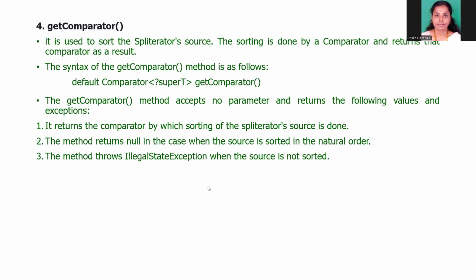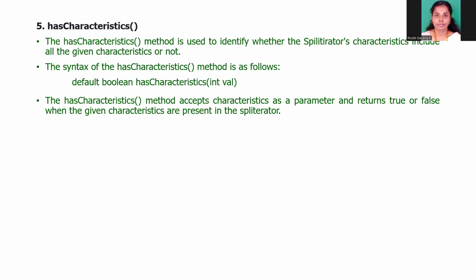Next is hasCharacteristics. This method is used to identify whether the spliterator characteristics include all the given characteristics or not. Its return type is a Boolean value, true or false.